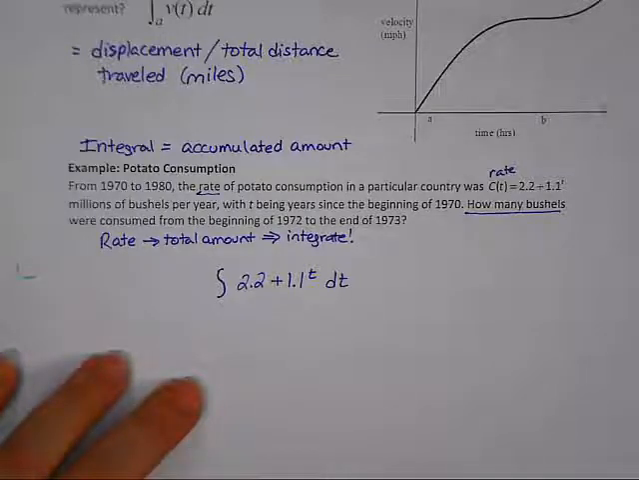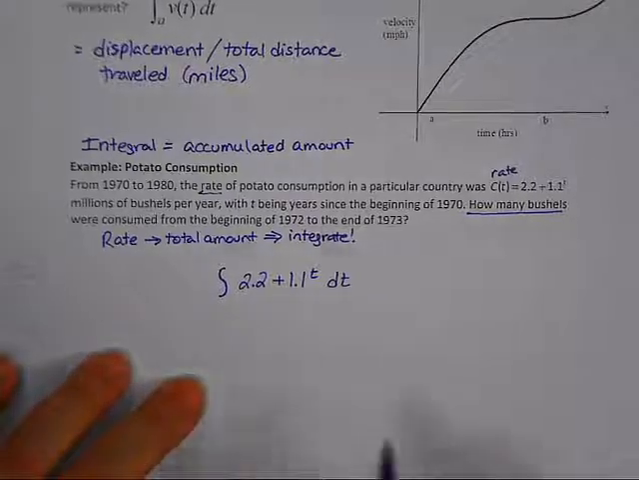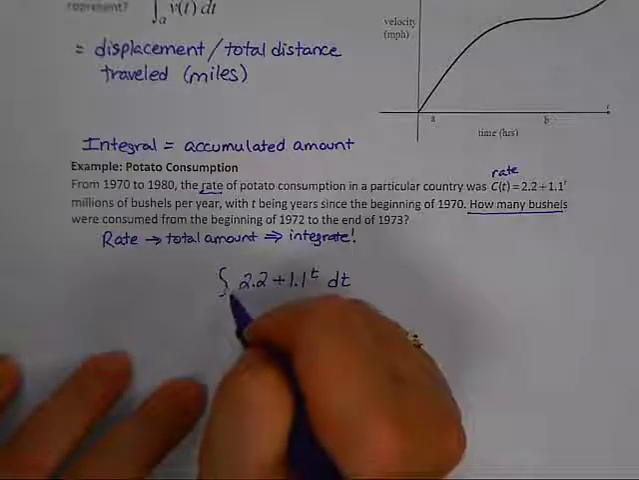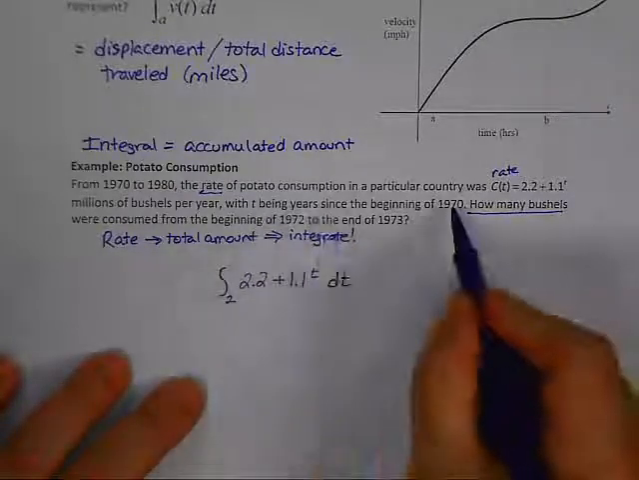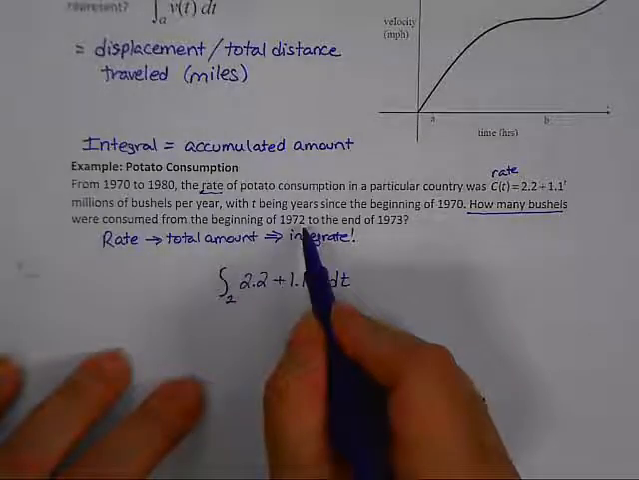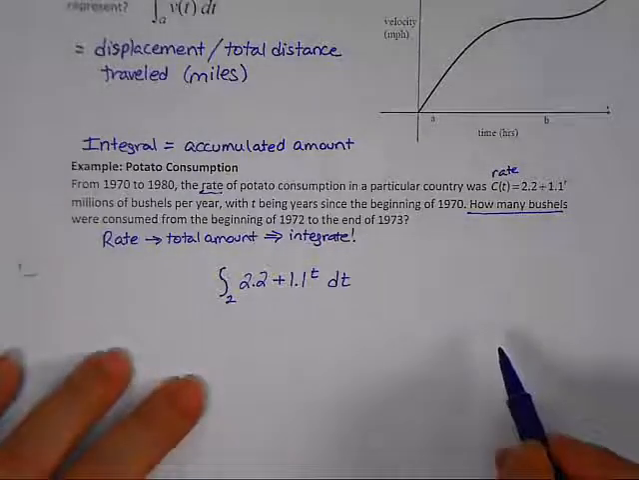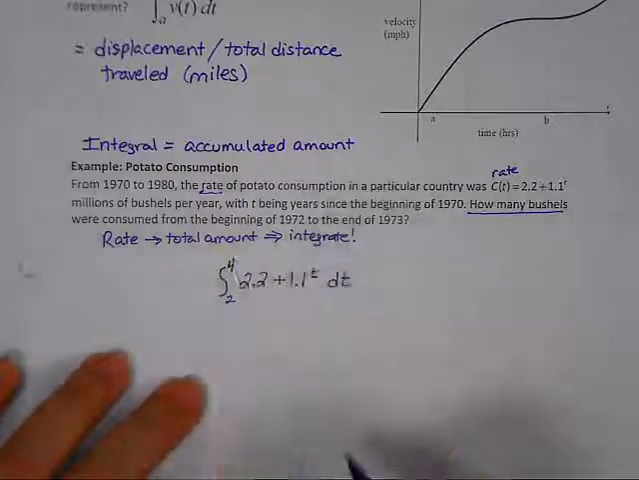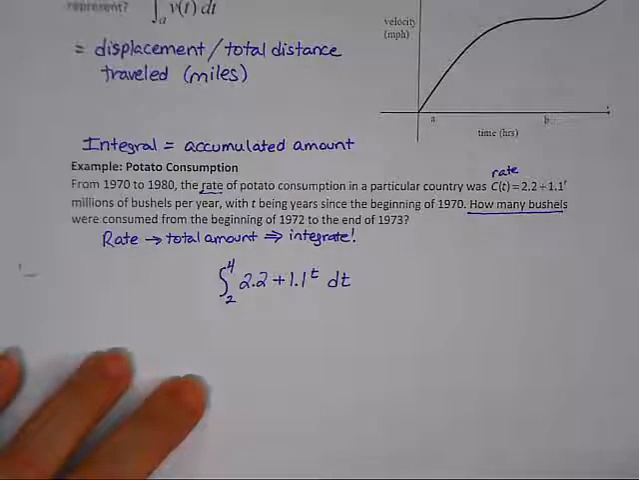Now, if you're not careful, the limits of integration can be a little tricky. What do you think the lower limit's going to be based on this problem? It is just going to be 2 because t is the beginning of 1970, and it says the beginning of 1972. That's 2. What is the end of 1973 going to be? It's going to be 4. Because the end of 1973 is the beginning of 1974, so it's going from 2 to 4. Does that make sense to everybody?